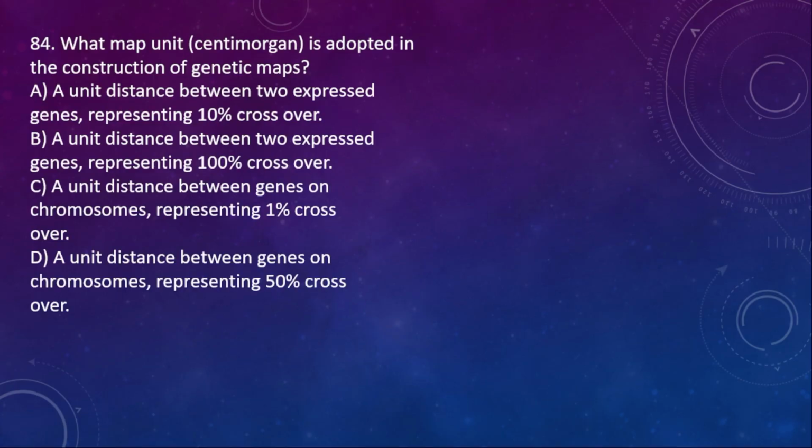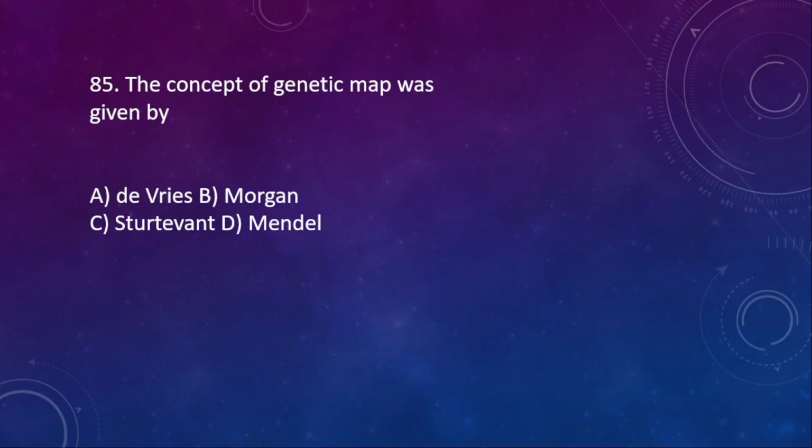84th. What map unit, centimorgan, is adopted in the construction of genetic maps? A unit distance between two expressed genes representing 10% crossover. Here the right option is C: a unit distance between the genes on a chromosome representing only 1% crossover, not 100, not 10, and not 50.